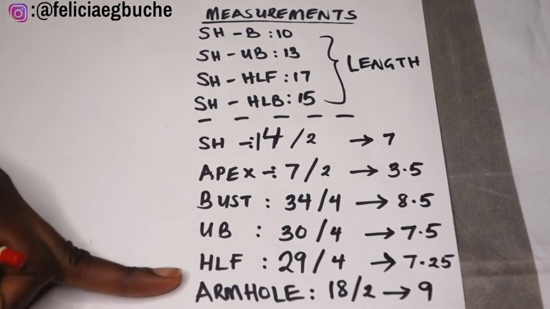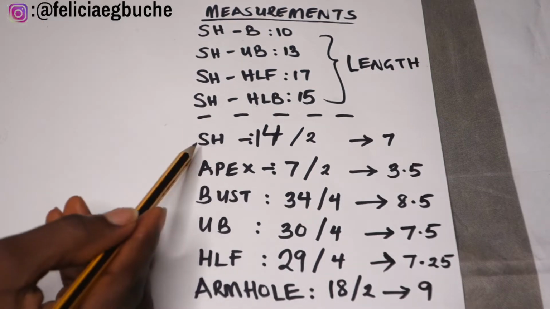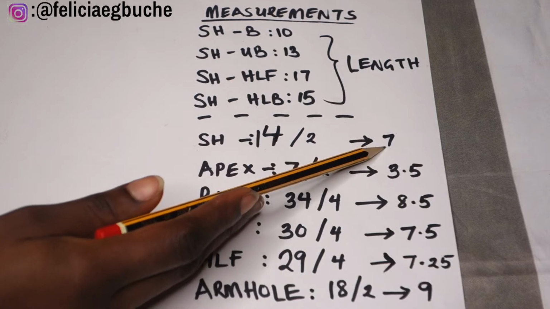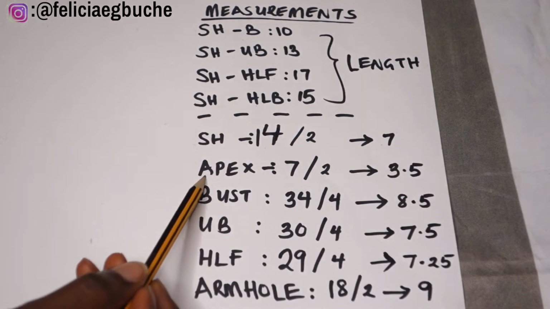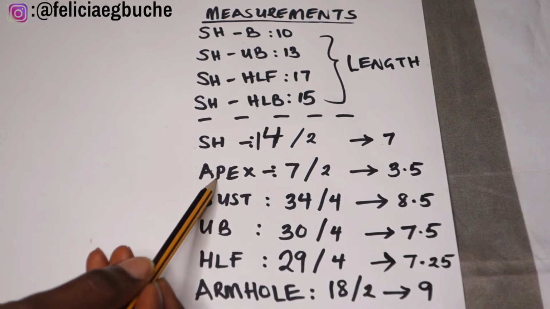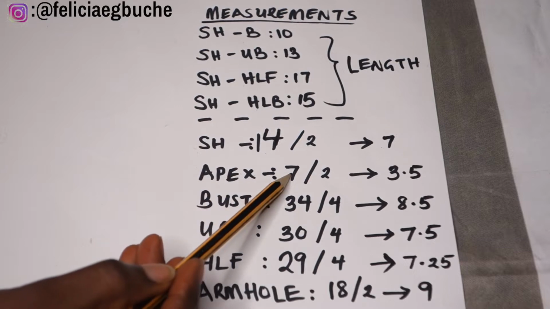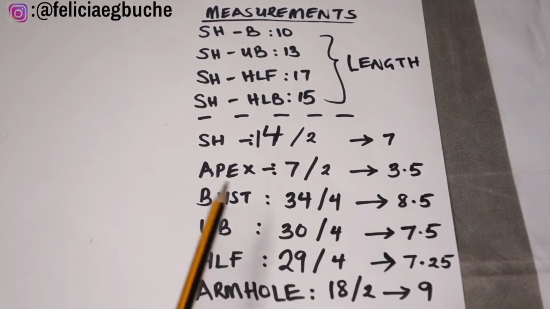Okay, so the next set of measurements now are my circumference measurements. The shoulder goes from one point to the other, so we're going to be dividing that by 2, and as you can see, mine is 7. The apex measurement is also going to be divided by 2 because that's what I'm going to be using for the darts, and the darts is usually gotten by measuring one nipple to the other nipple, so we're dividing that by 2 as well, and mine is 3.5.